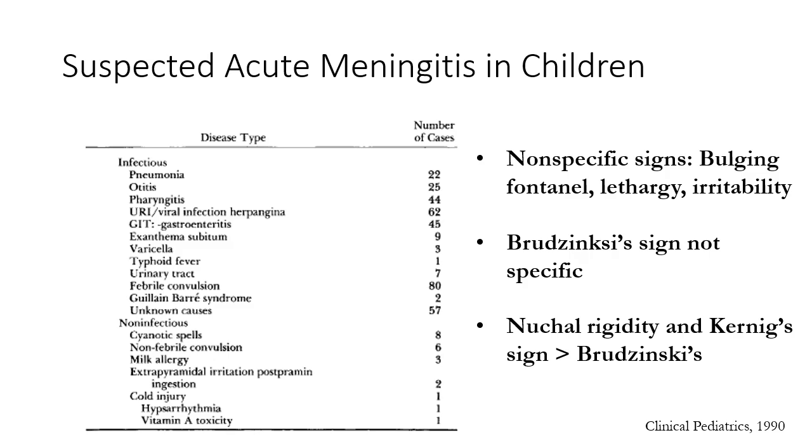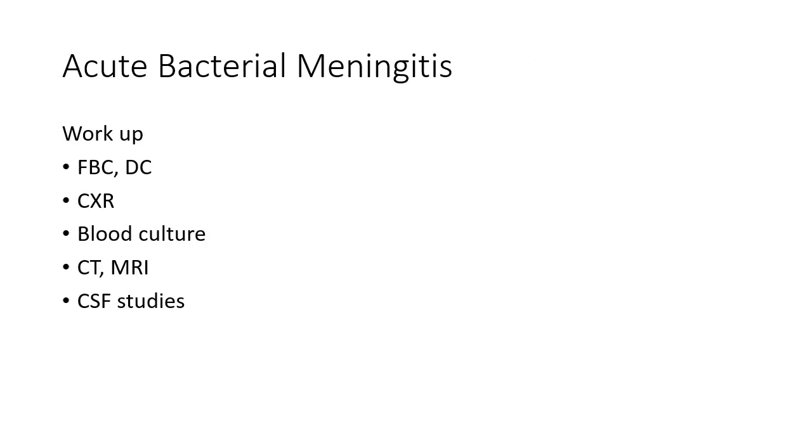And so when it comes to children, nuchal rigidity, so again, neck rigidity, and Koenig's sign are superior to Brudzinski's in testing for suspected acute meningitis in children. You have a patient who you suspect has an acute bacterial meningitis.